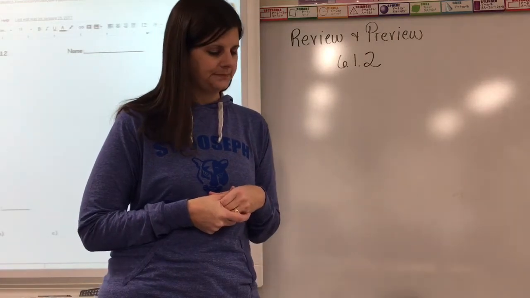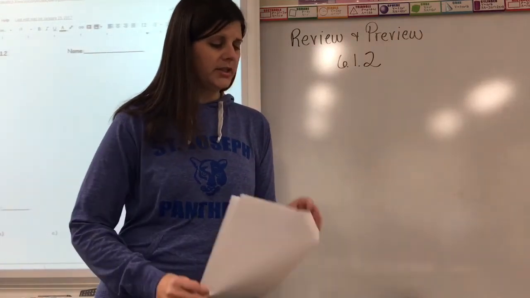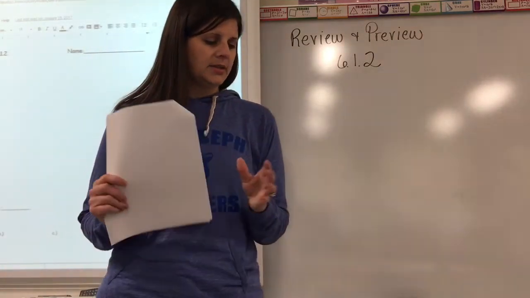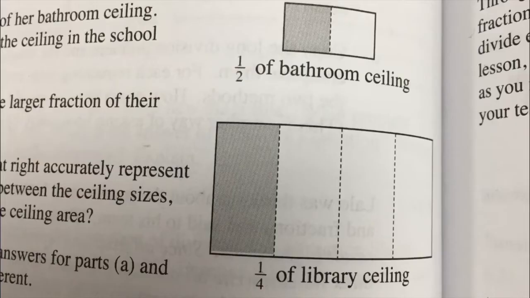On question 22, we see some diagrams of a bathroom ceiling and a library ceiling. Part A asks you specifically about the fractions. Who painted the larger fraction of their ceiling? All you have to do is to decide, is 1/2 bigger or is 1/4 bigger? That will tell you who painted the larger fraction.